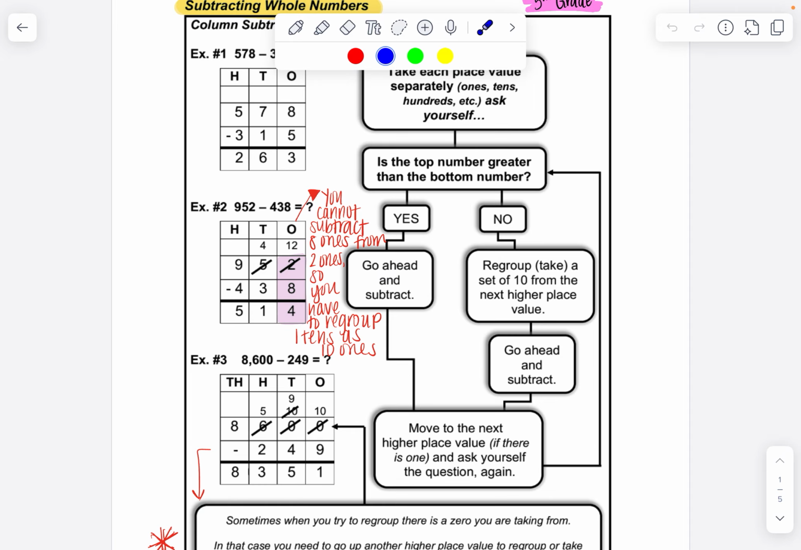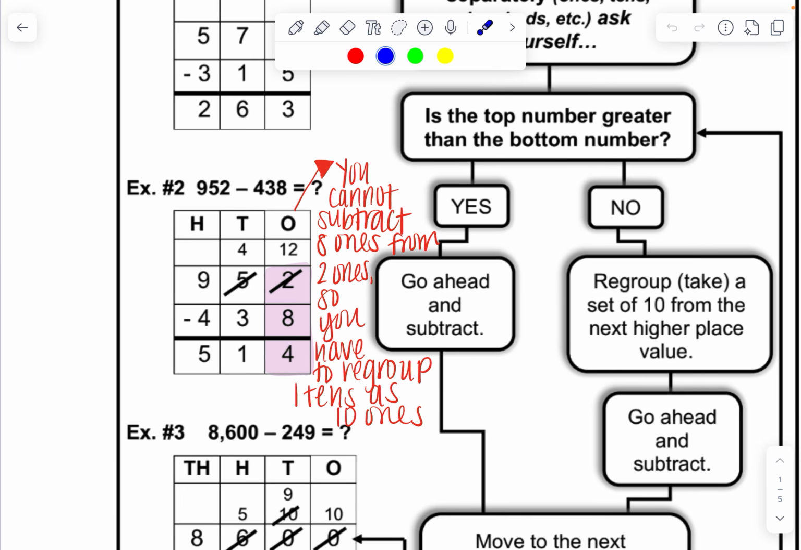And that 1 that I took away from the tens place is going to be regrouped as 10 ones. So this is very important for conceptual understanding. One $10 bill is the same value as 10 $1 bills. So all we did was regroup that.